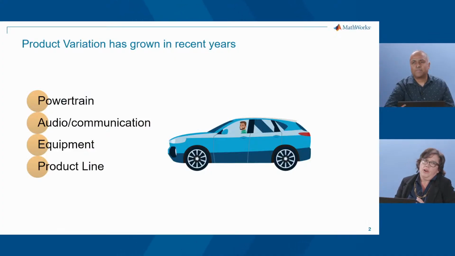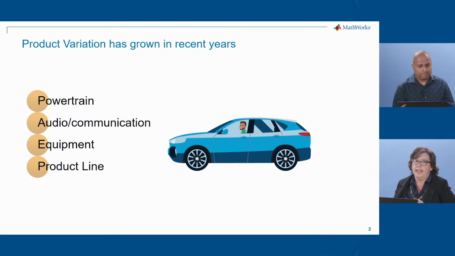So let's get started. We first of all wanted to motivate why this topic is important. And it really has to do with product variation, right? Absolutely. So if we go back to like 1910, Model Ts were all one type. Everybody had the same car. Not too much customization on a Model T. But nowadays, that's not the case, correct?